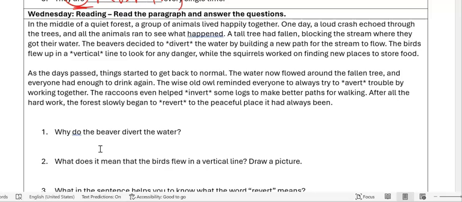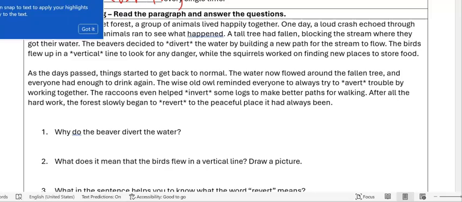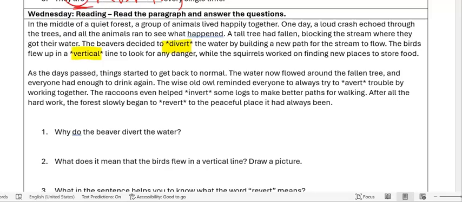The wise owl reminded everyone to always try to avert trouble by working together. The raccoons even helped invert some logs to make better paths for walking. After all the hard work, the forest slowly began to revert to the peaceful place it had always been. So you can see here that we have a lot of our words from this week with vert in them, right? All right, so why did the beavers divert the water?